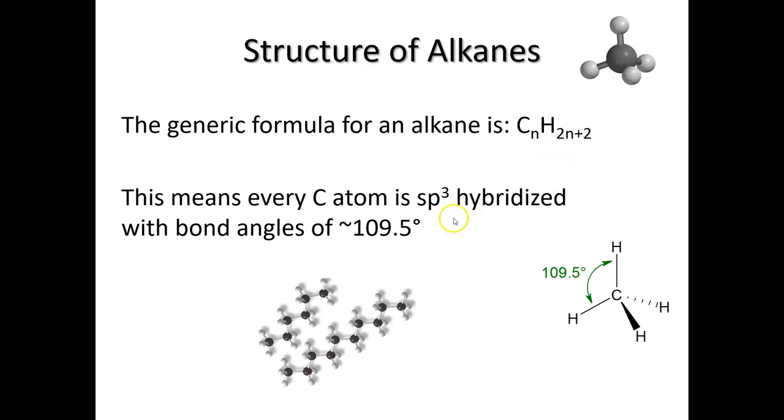That means every carbon is sp3 hybridized, because we have 4 things bonded to it. And remember, the s and 3 p orbitals hybridize into 4 different unique orbitals, and those all have 109.5 degree bond angles. So they are in a tetrahedral shape.